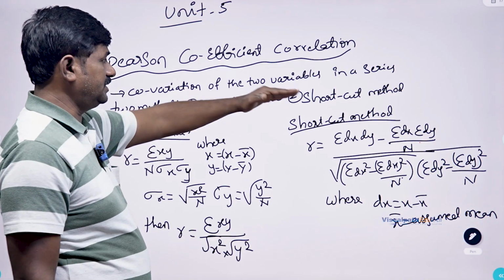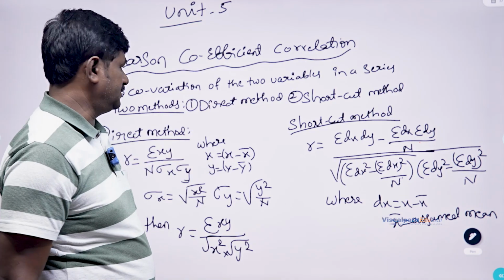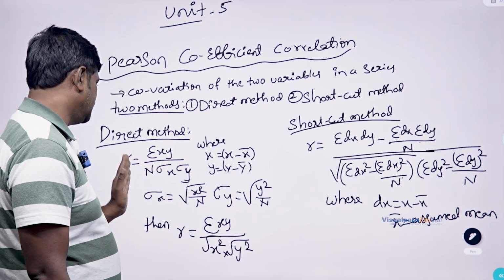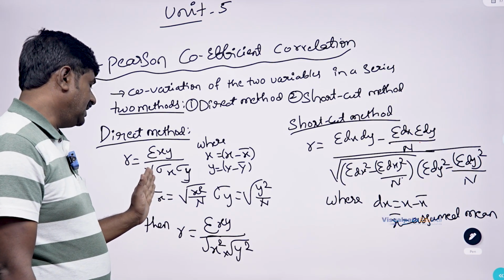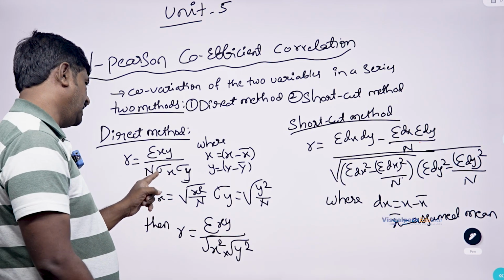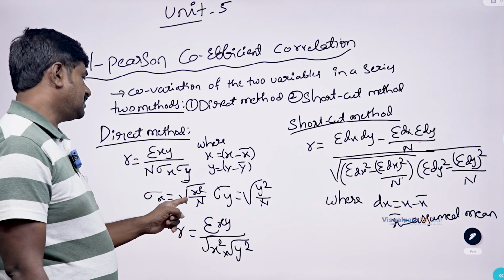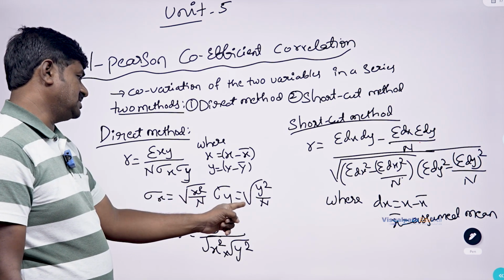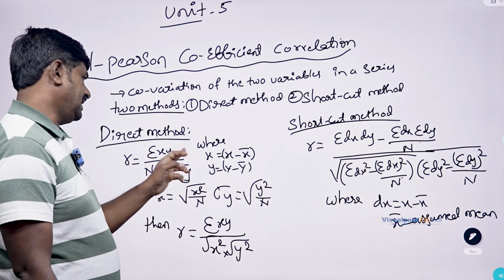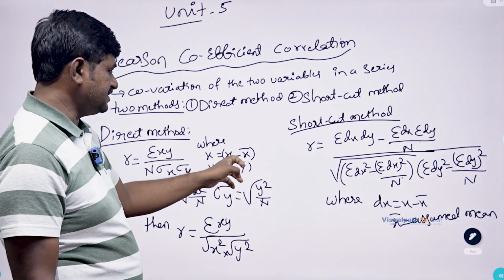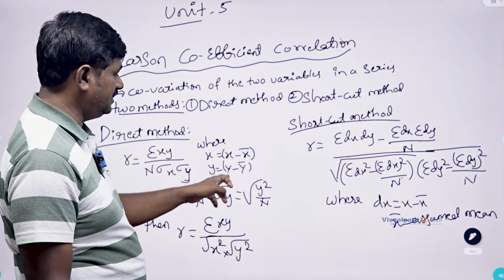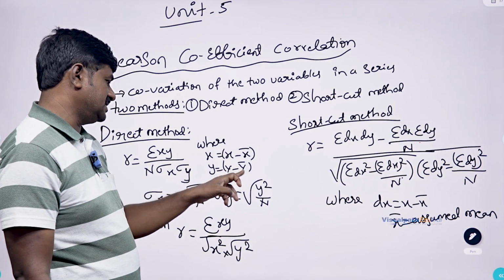One is the direct method and the second one is the shortcut method. In the first, the direct method, r is equal to sigma xy by n into sigma x sigma y, where sigma x is sigma x square by n and sigma y is sigma y square by n. Then x is equal to X minus X bar, the individual observation minus the actual mean, and y is equal to Y minus Y bar.